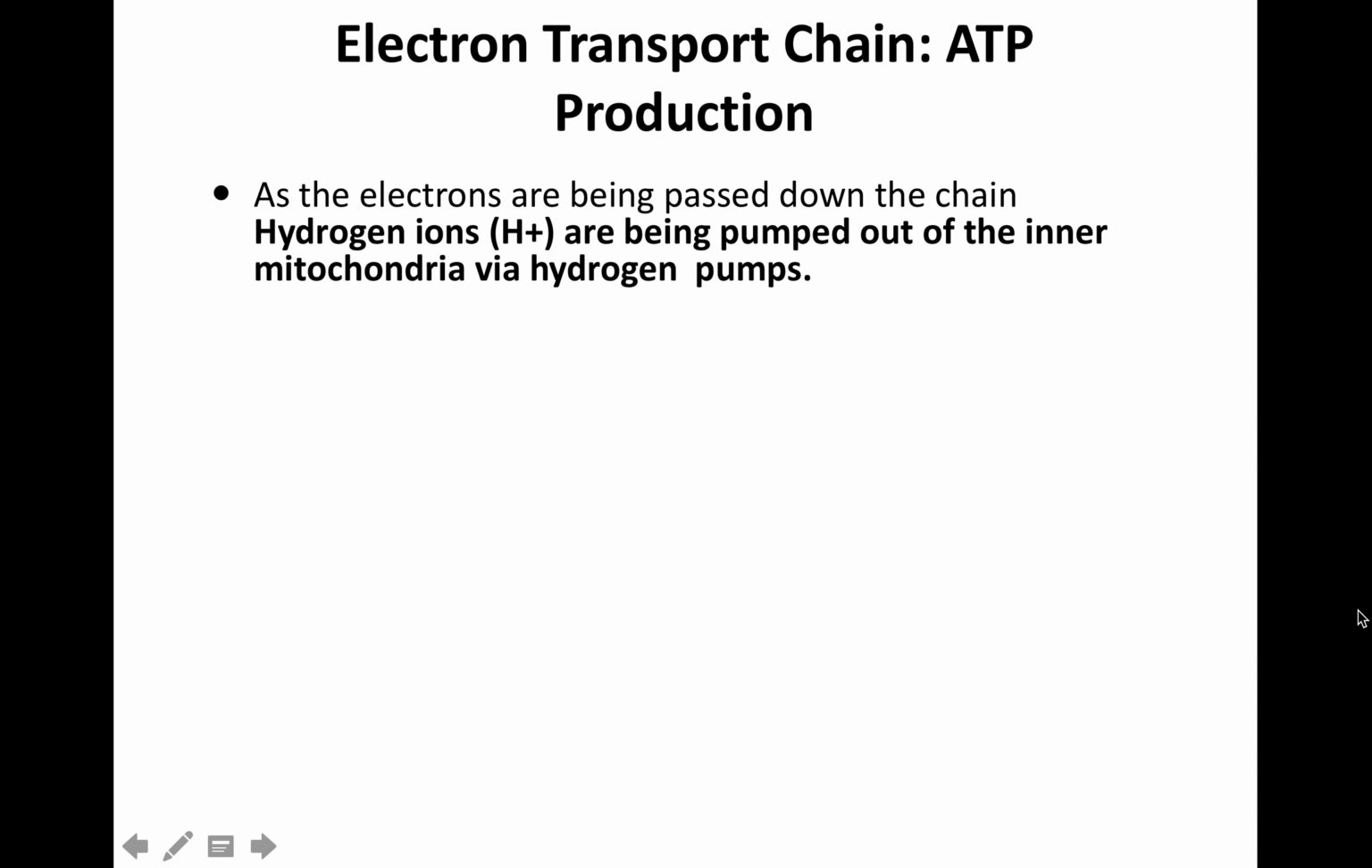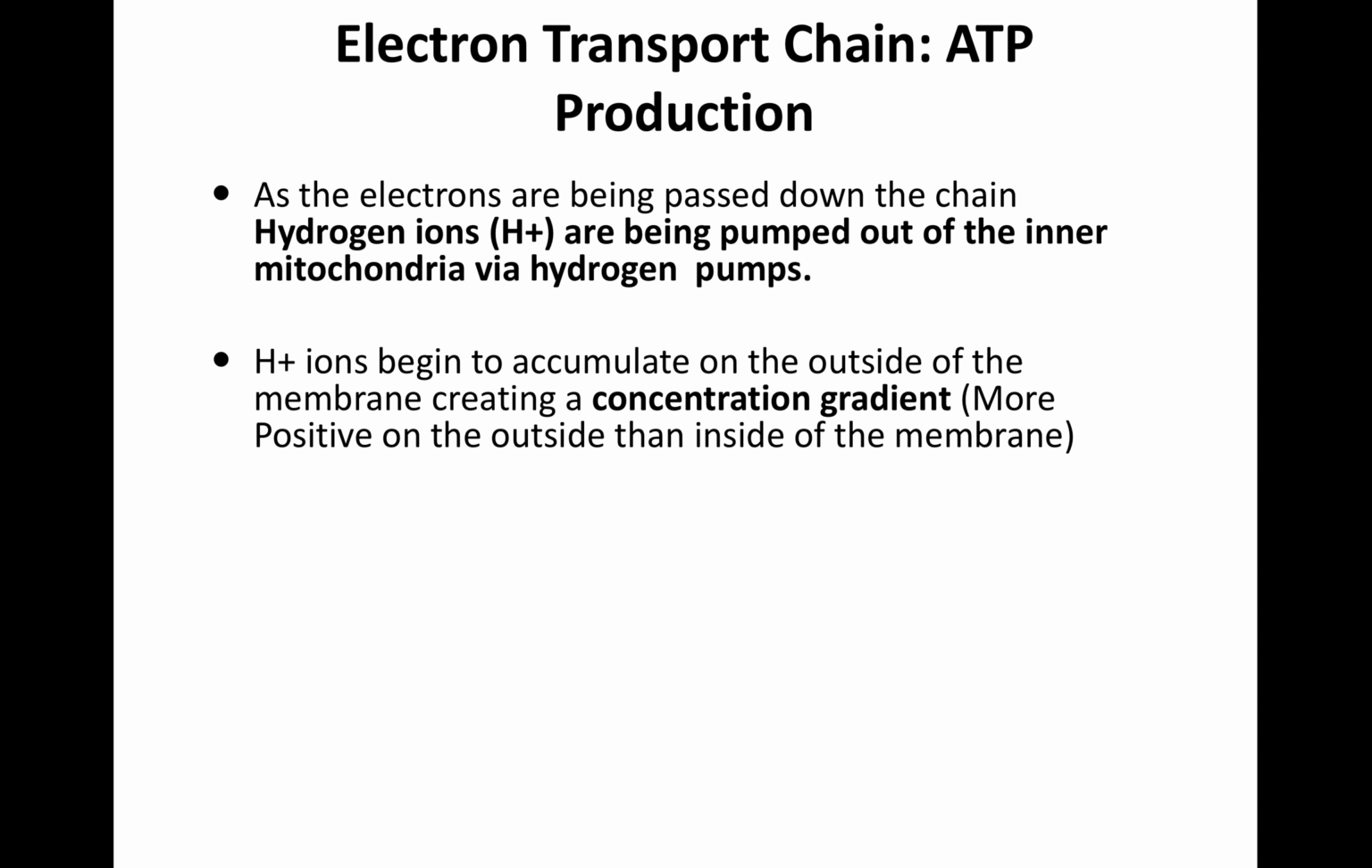So as I said, as the electrons are being passed down the chain, they're losing energy. And as they lose energy, that causes hydrogen ions to be pumped out of the inner mitochondrial membrane through hydrogen pumps. So then the hydrogen ions, there's going to be a high concentration on the outside of the membrane and a low concentration on the inside, making the outside more positive than the inside. And this creates a concentration gradient.